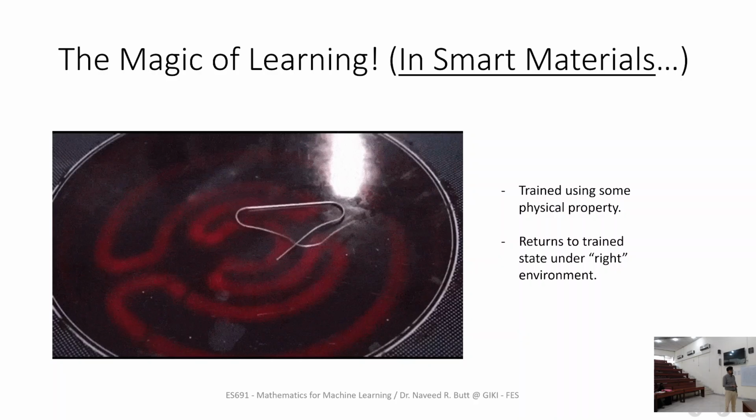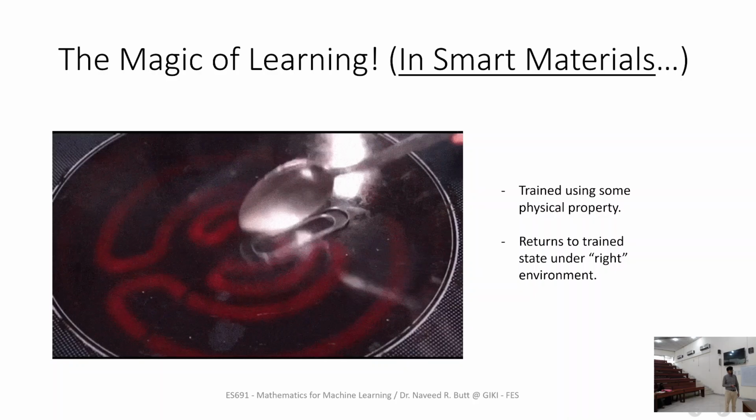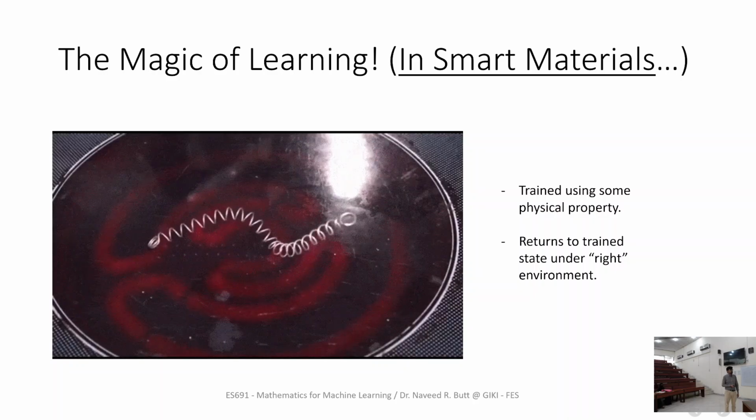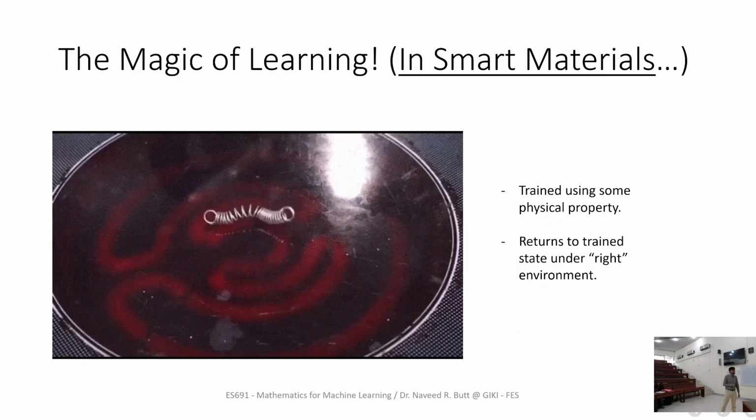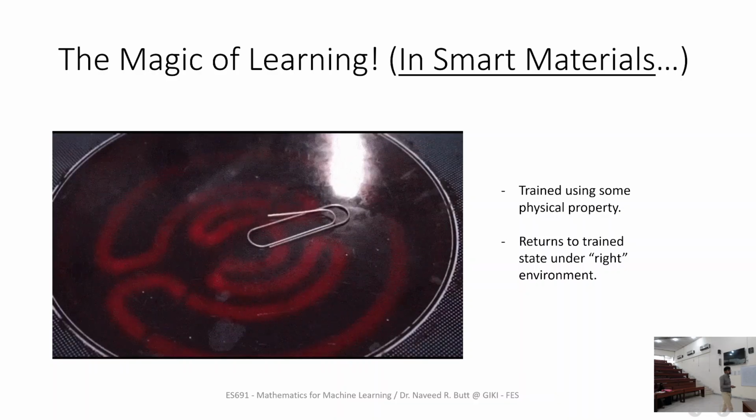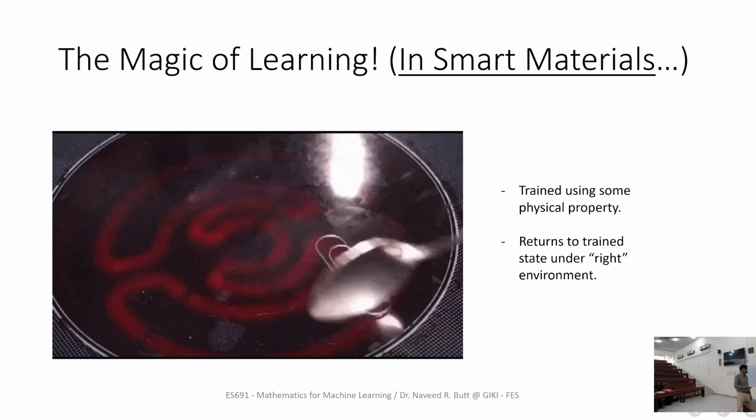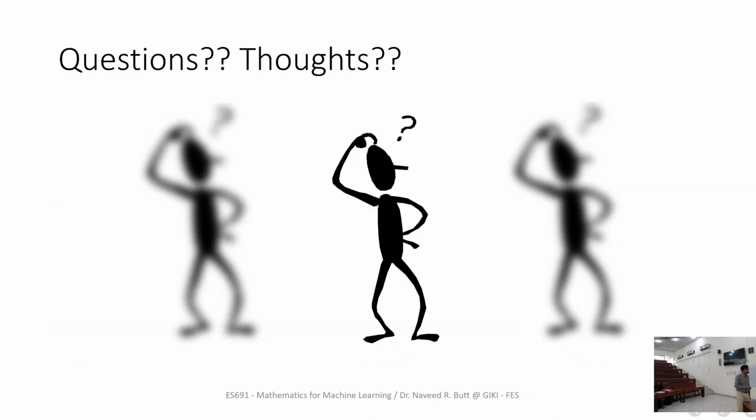ये उसकी इसको इन्होंने ट्रेन किया हुआ है to take the shape of a paper clip, so whenever it's heated it comes back to paper clip, and this one is trained to be a spring. Whenever there is excessive heat वो वापस आ जाए. So learning is not limited to this thing, right? Any questions?